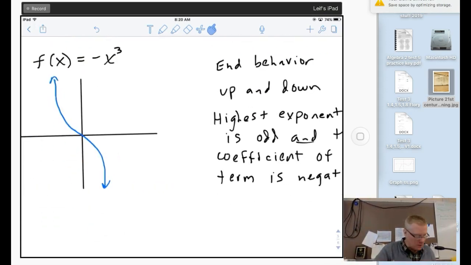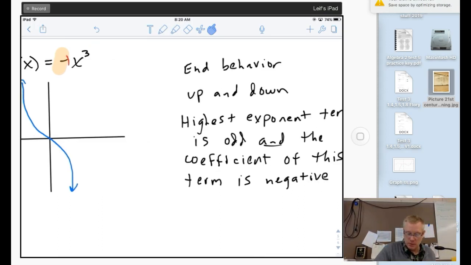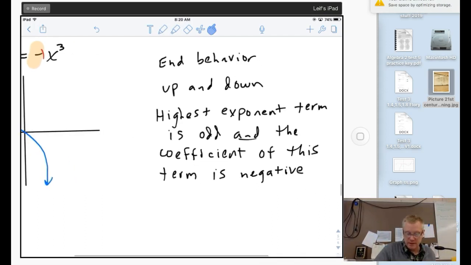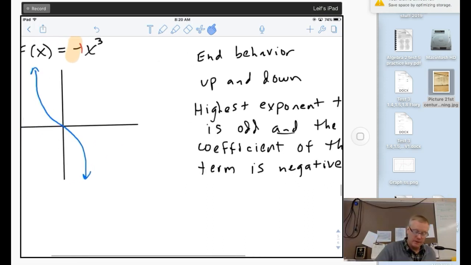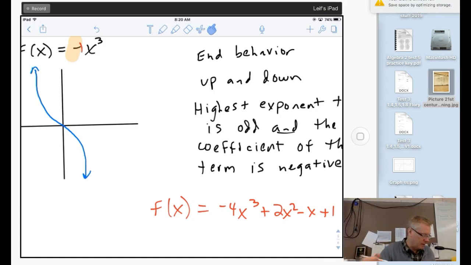Next one and last one is up and down. So this is the same kind of thing, except a is negative because there's a negative 1 in front of that x to the third. So the highest exponent is odd and the coefficient of the term is negative. It doesn't matter if it's negative x to the third or negative 4x to the third. This will be the same thing, plus 2x squared minus x plus 1. This will have the same kind of end behavior and the leading coefficient test.